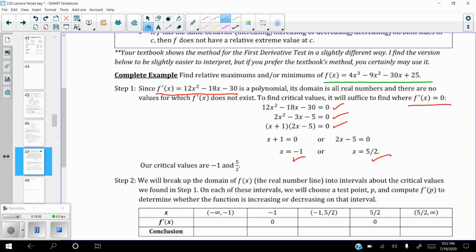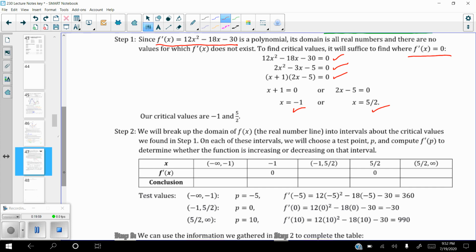Well, since those are the only two critical values, it's safe to assume that once you find something that's either in between those critical values or on the outsides of those critical values, it will always do exactly that same thing. What does that exactly mean?